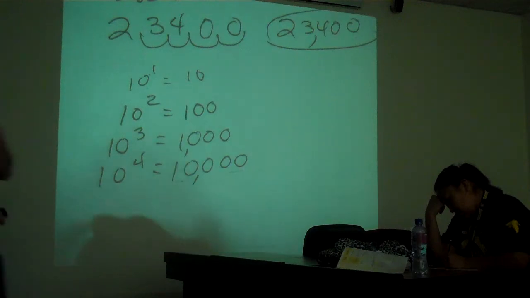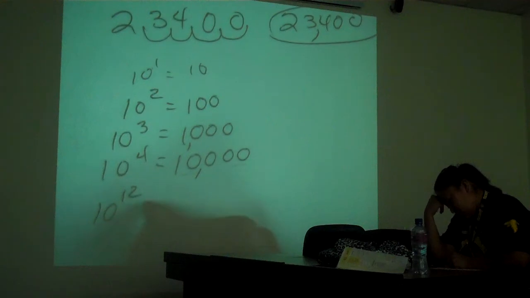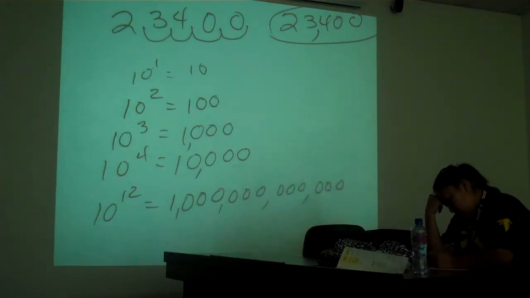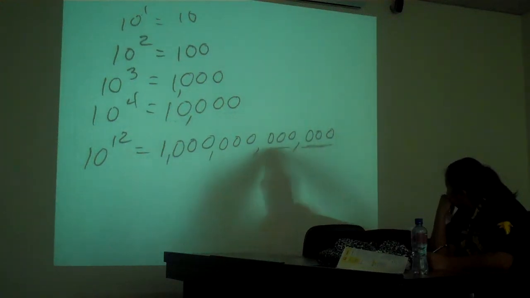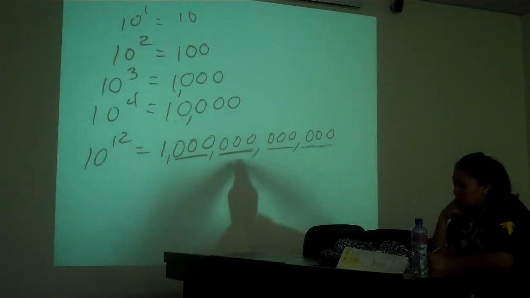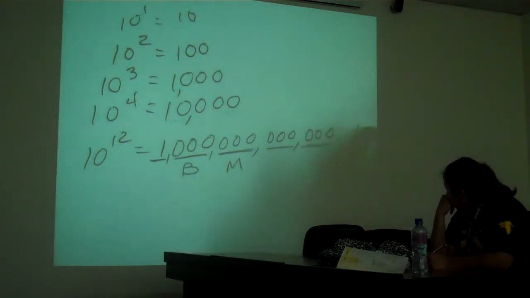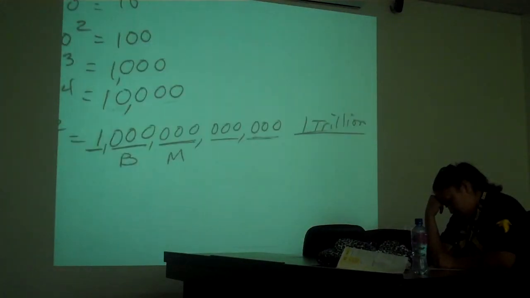Okay, how about 10 to the 12? That means you're going to have 12 zeros, right? 1, 2, 3, 4, 5, 6, 7, 8, 9, 10, 11, 12. Okay, how would you say this? This is your hundreds, thousands, millions. What's after millions? Billions. This is millions, this is billions. Trillions. So this is 1 trillion, which, if it has 12 zeros, is 1 trillion.